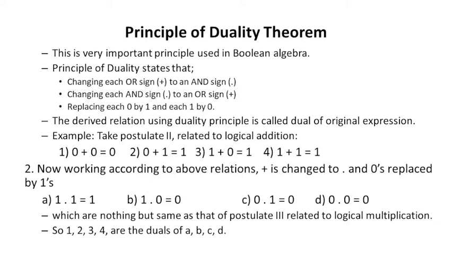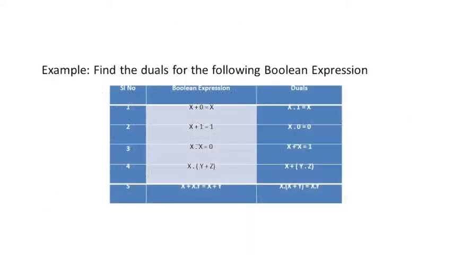Now, working this relation according to the principle of duality theorem, plus is changed to dot, 0 is replaced by 1. So then how will it be? 1 dot 1 is equal to 1, 1 dot 0 is equal to 0, 0 dot 1 is equal to 0, 0 dot 0 is equal to 0, which is nothing but the same as postulate 3. So that is related to logical multiplication. So 1, 2, 3, 4 are duals of A, B, C, D.